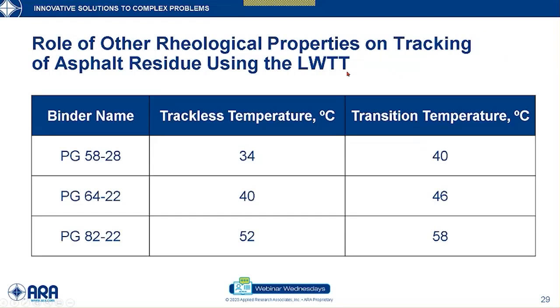And some other rheological properties on neat binder. I used three neat binders, PG 58-28, PG 64-22, and the stiff PG 82-22. These are the trackless temperatures. As expected, the stiff binder has a high trackless temperature, 52, and the softer binder has a lower trackless temperature, that is 34 degrees Celsius for this case.